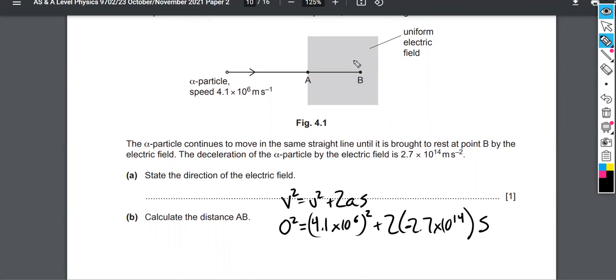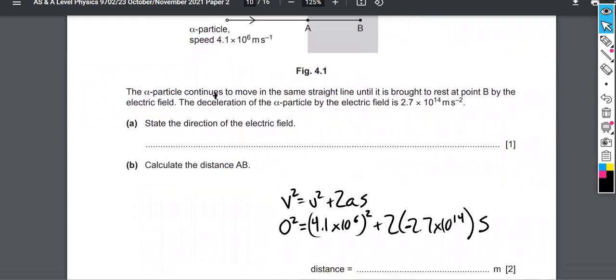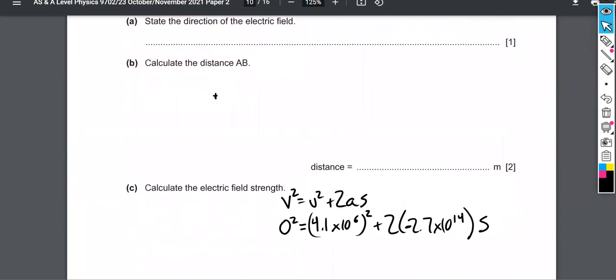deceleration. If this to the right is assigned as the positive direction, then we know that the force and therefore the acceleration is acting to the left, in the same direction as the electric field. If you type that in your calculator correctly, you should get 0.031 as the correct answer for the distance there, 0.031 meters, so a little bit more than 3 centimeters that the alpha particle will travel before being brought to rest.